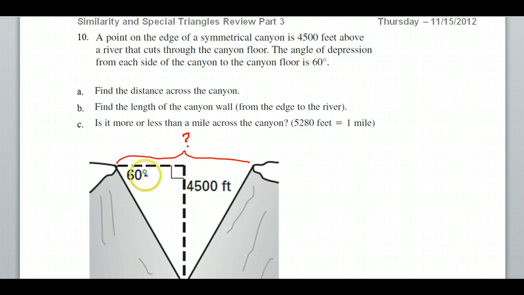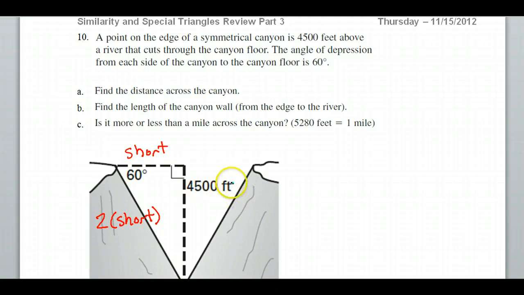By the way, you see this 60 degrees right here? That means this is 60 degrees over here, which means this is 60 degrees down here. This is an equilateral triangle, if anybody cares. All three sides, the distance across the canyon and the canyon walls, should all be the same length. Anyways, 4,500 feet, that's this altitude. Now this is the short leg, and this side, the hypotenuse, is what we always write as 2 short. Double the short leg. But this is the one we really need because it's the only one that has a number on it.